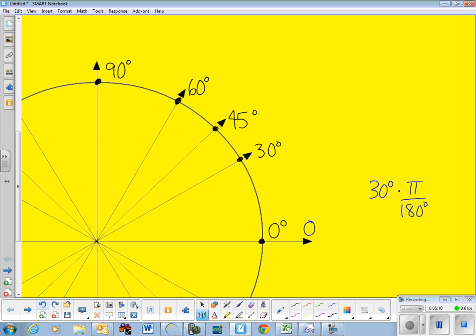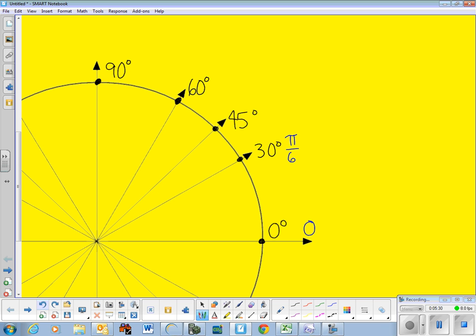30 over 180 is the same as 3 over 18, which is the same as 1/6. So this spot is pi over 6. We're going to do more of a geometrical approach, not a convert-every-time approach. I need to be able to come up with that pi over 6 a little more quickly than that. So think about this.